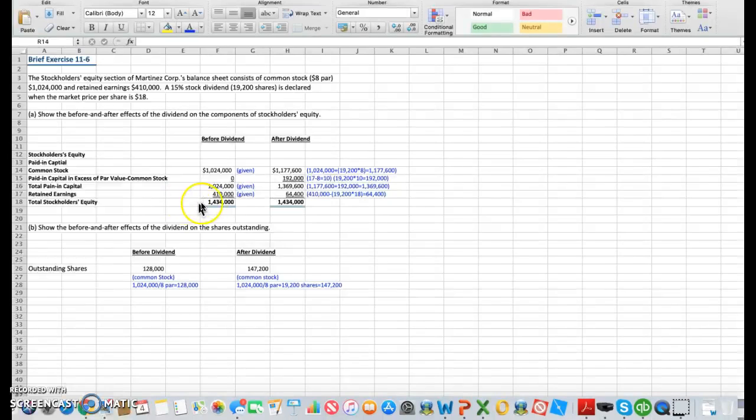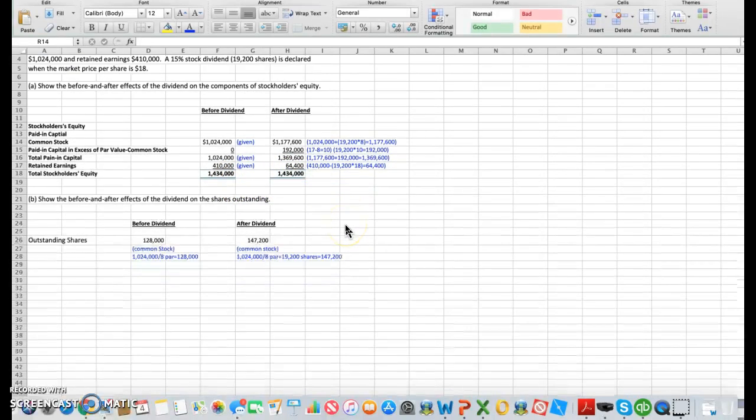To get the total stockholders' equity, we add the paid-in capital and the retained earnings, and that's how we get $1,434,000. Then with the after dividend, we take, again, the total paid-in capital and the retained earnings, and of course, we get the same number. So when we get the same number, we know that we're correct.